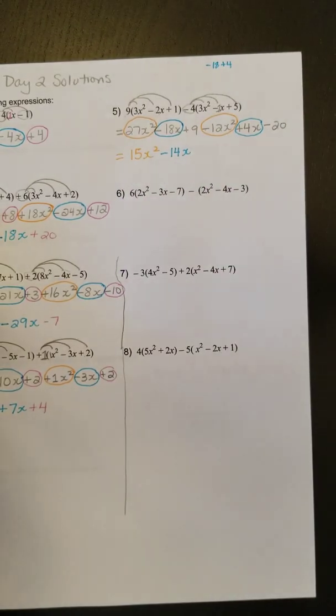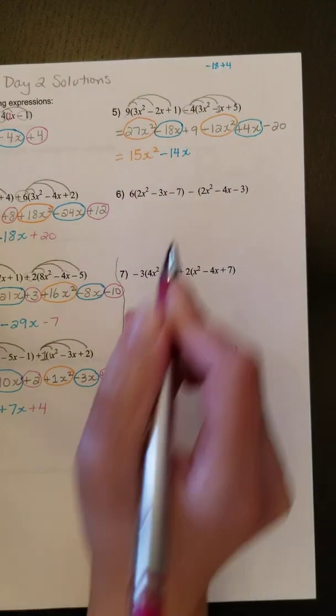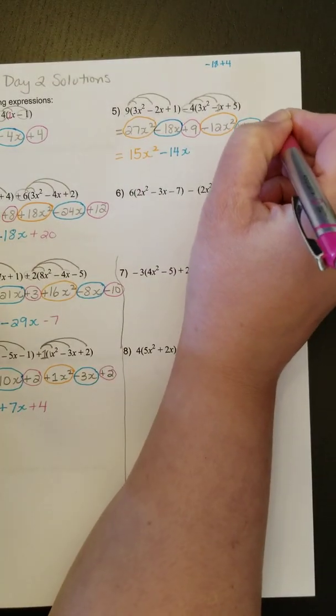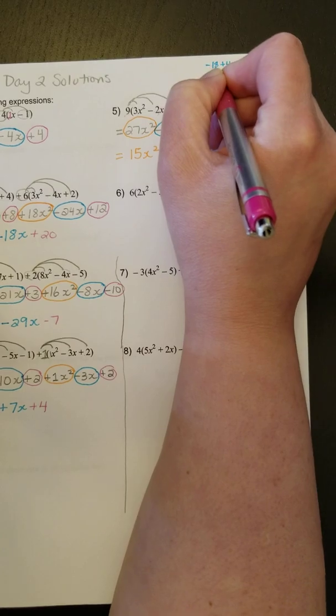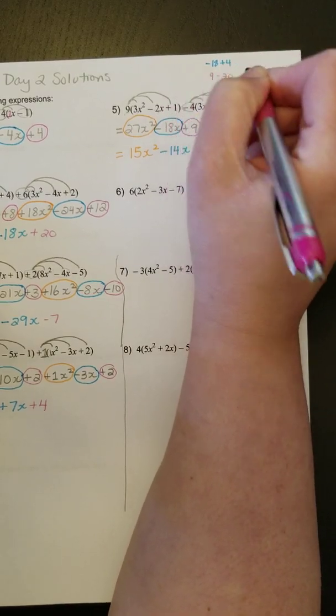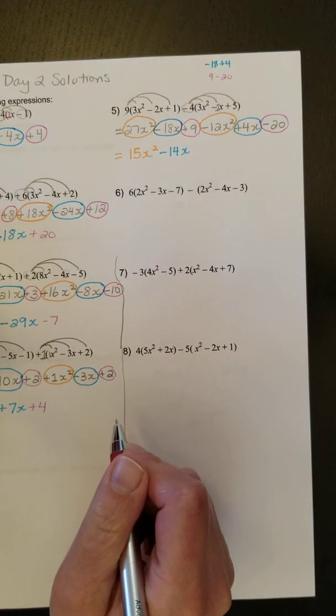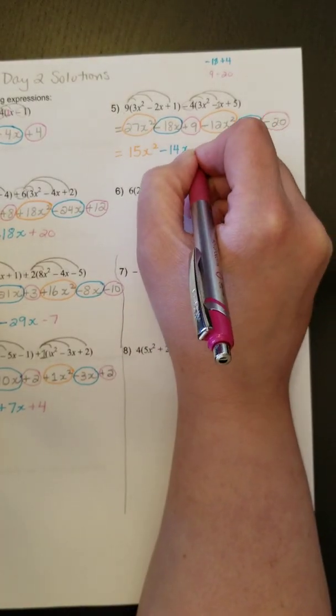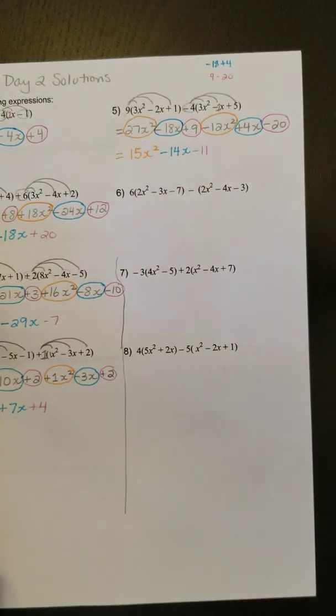And those are x's. The last one is just the numbers by themselves, and I have a positive 9 minus 20. So on your calculator, you would type in 9 minus 20. 9 take away 20, because that one's positive, minus a bigger one, it's going to go into the negatives and be negative 11.